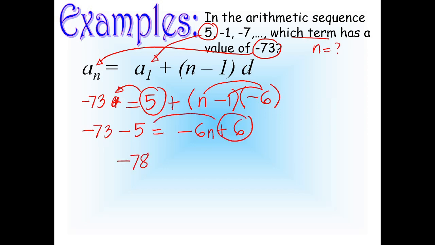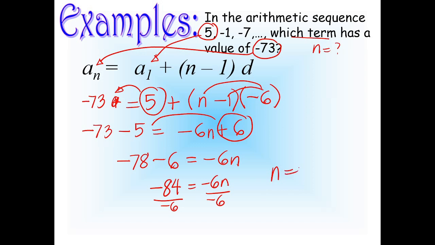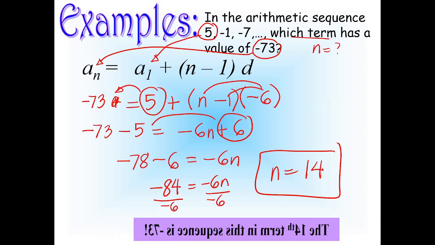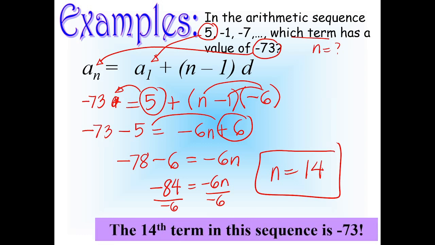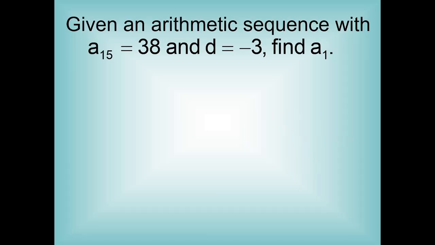Transposing this to the other side, minus 6 is equal to negative 6n. So what is negative 78 minus 6? We will be getting, correct, negative 84 for that is equal to negative 6n. Divide both sides by negative 6. What is the value of n? It's 84 divided by 6. 14 will be the value of n. And take note, this is the 14th term. So the 14th term in this sequence is simply negative 73. Okay? Now, let's have another one.